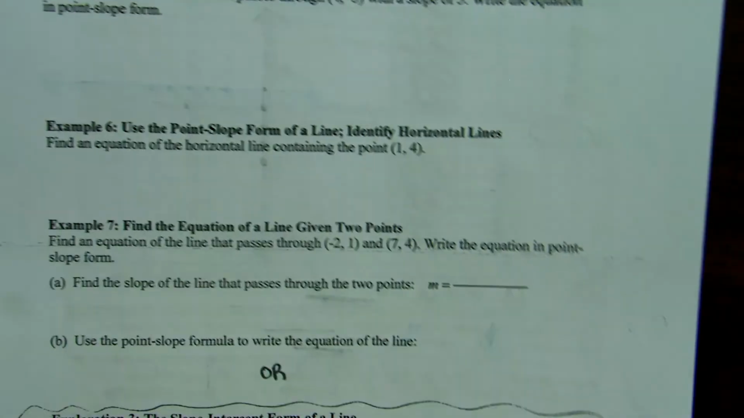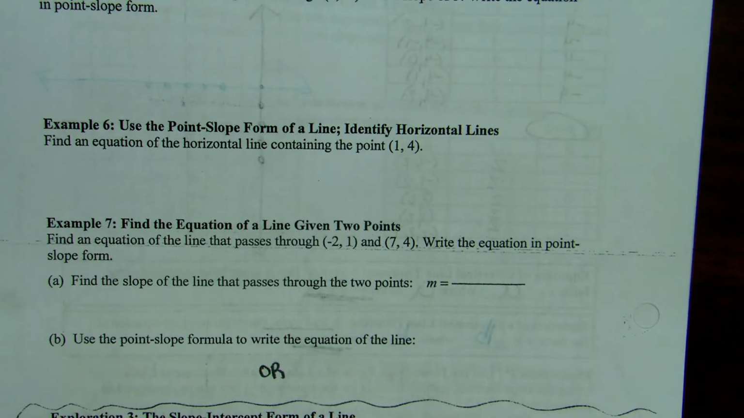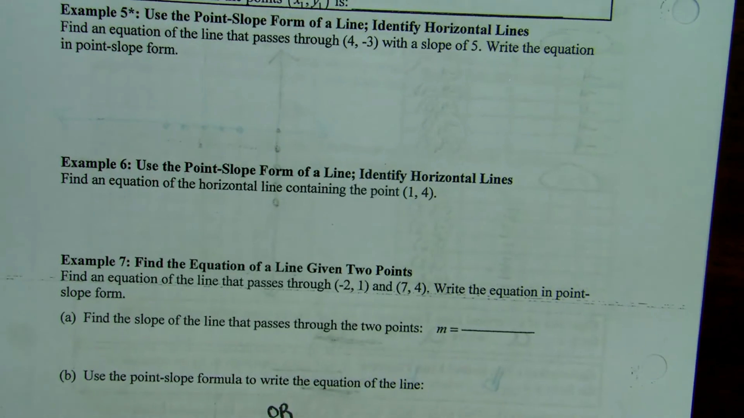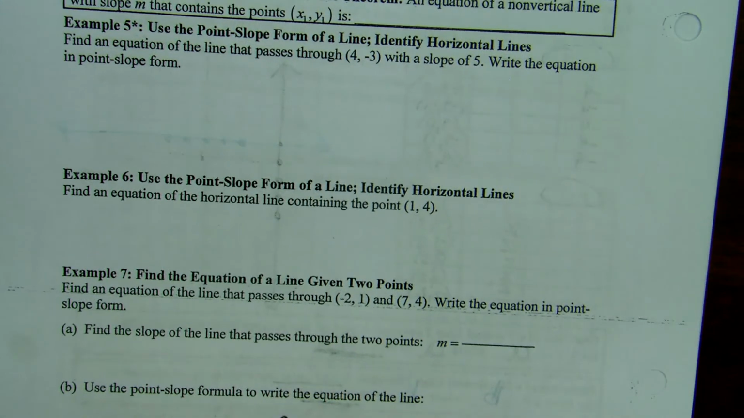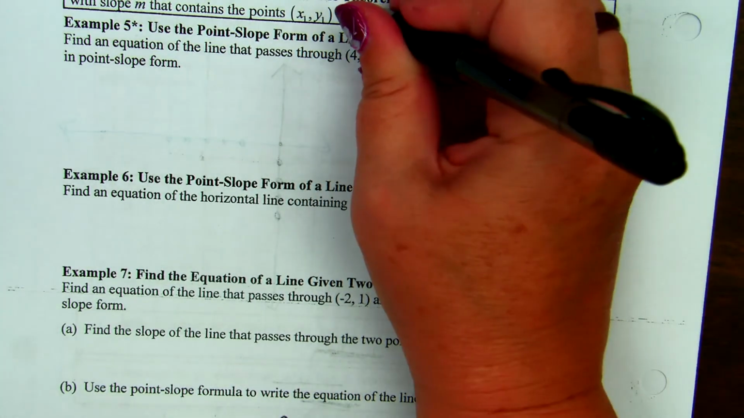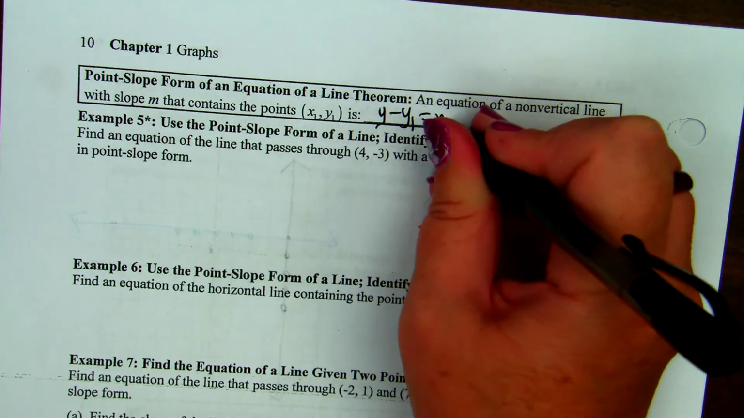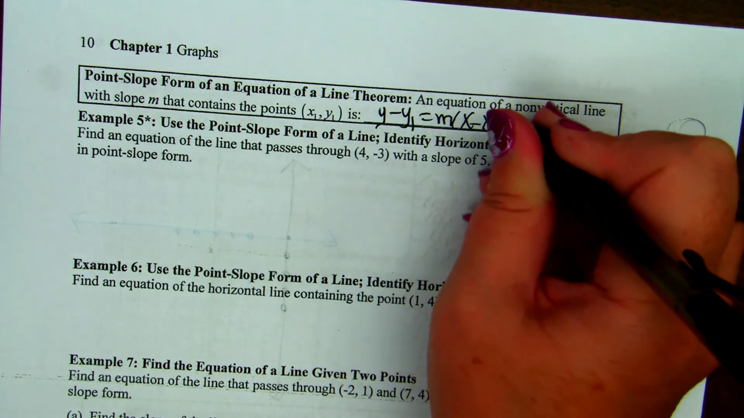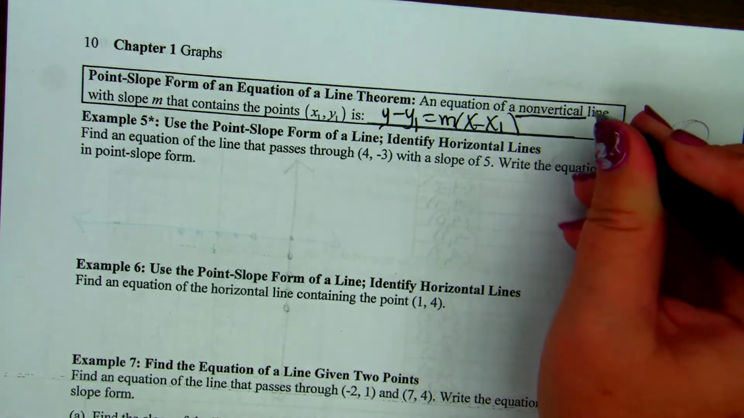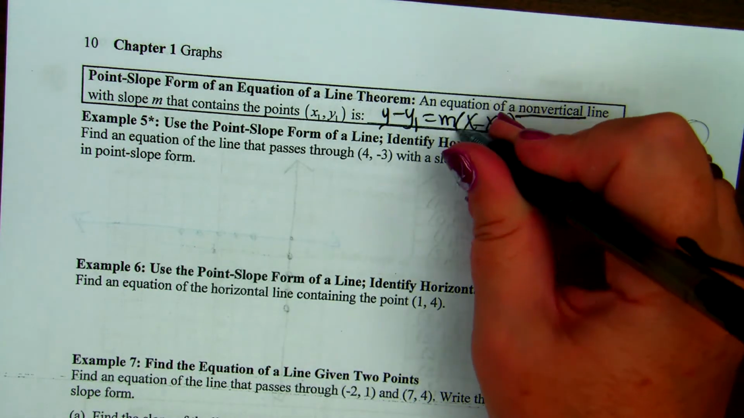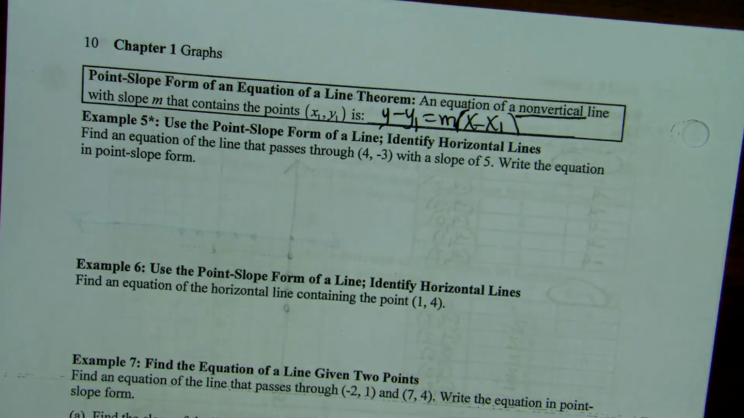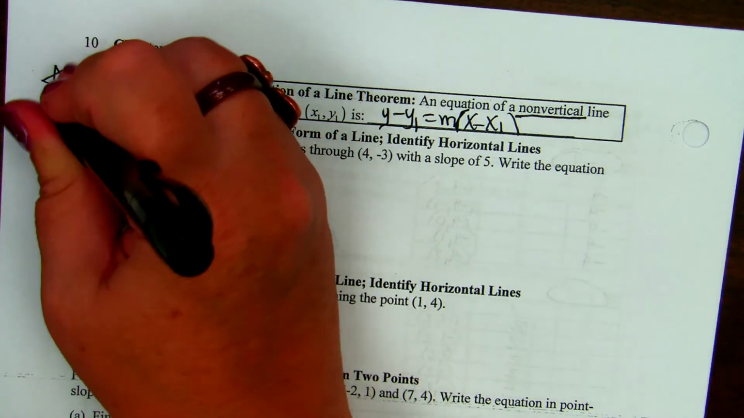So our last page, so this is the official formula. y minus y1 equals m times x minus x1 if it's non-vertical. If it's vertical, it's undefined slope, so you can't put in an m. That's the point slope form.